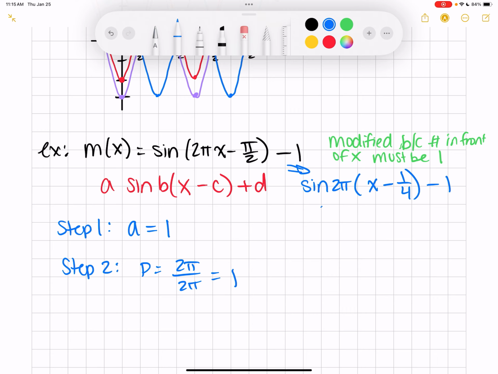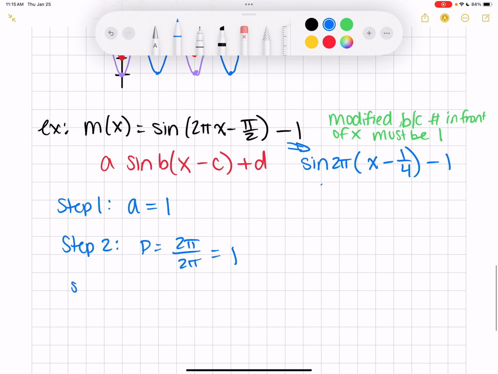So then our scaling, step 3. So basically, what are we taking and dividing by? We take the period and we divide it by 4, and that's going to give us the 4 points that we use to get one full cycle. So that's going to be 1 over 4. So that's our scale.